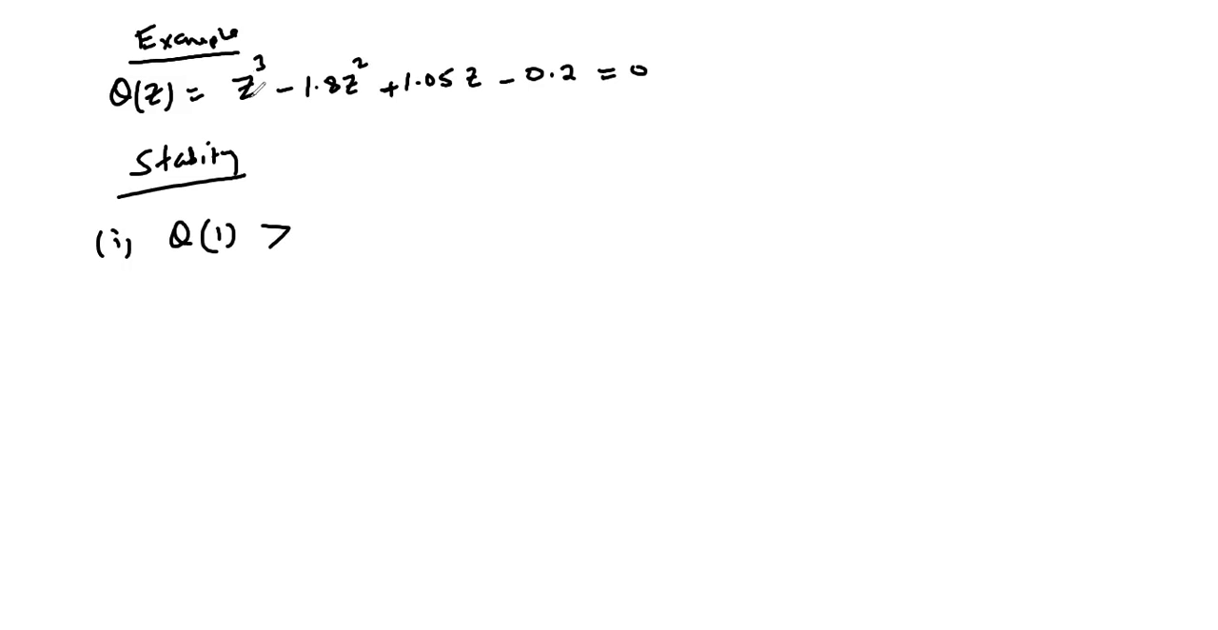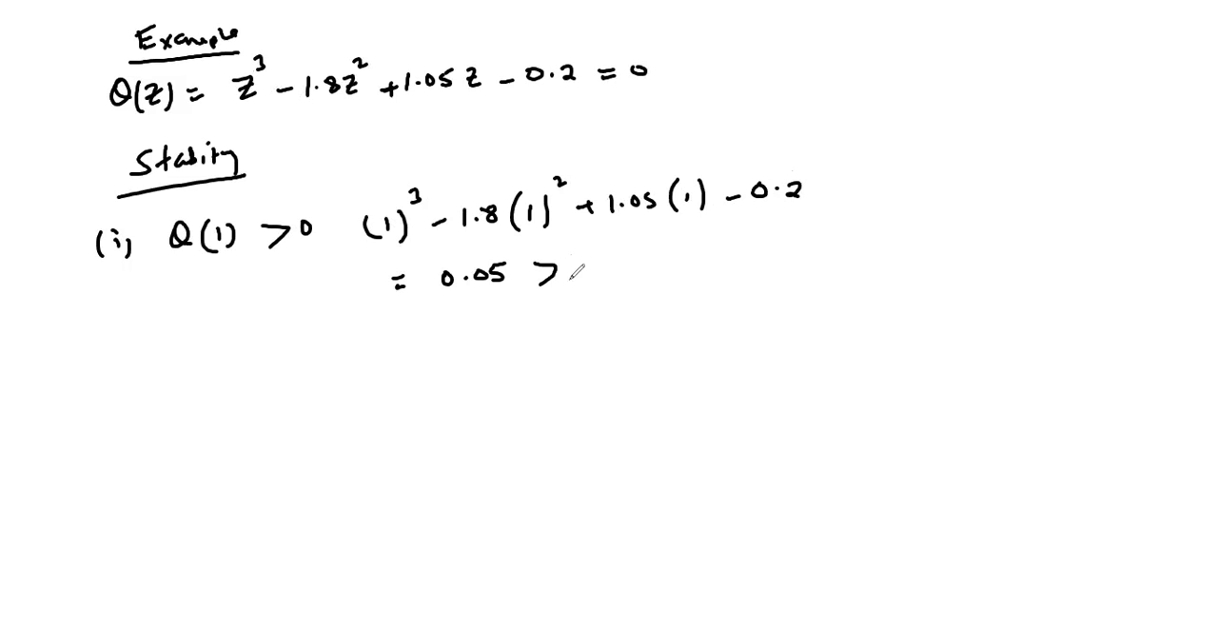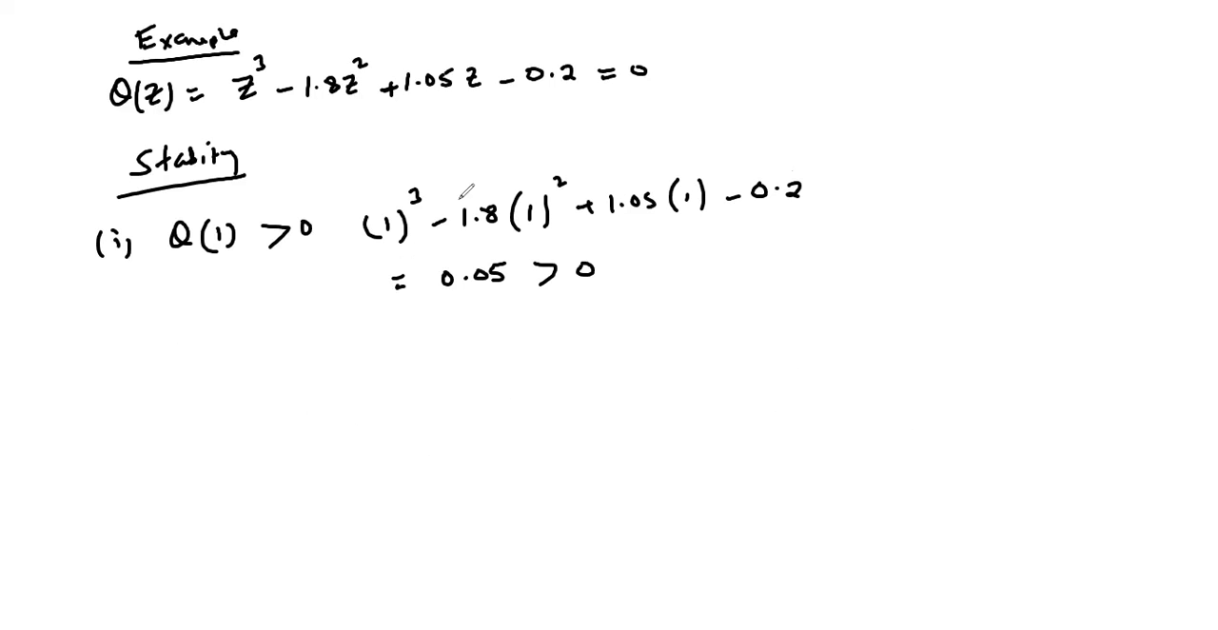That means the terms will be 1 cubed minus 1.8 multiplied by 1 squared plus 1.05 multiplied by 1 minus 0.2. This will give us 0.05, which is greater than 0. The first condition is that Q of 1 must be greater than 0, and our 0.05 is greater than 0, and therefore condition number 1 is met.